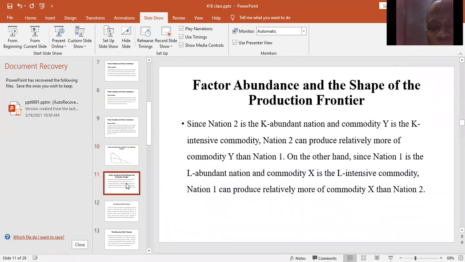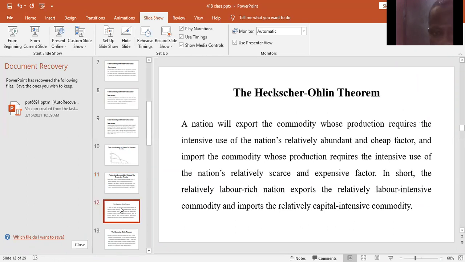From this, we then know, based on our previous discussion, that nation two is a capital abundant nation and commodity Y is a capital intensive commodity. Nation two can produce relatively more of commodity Y than nation one. On the other hand, since nation one is a labor abundant nation and commodity X is labor intensive, nation one can produce relatively more of commodity X than nation two. That's what is actually obvious in that analysis.